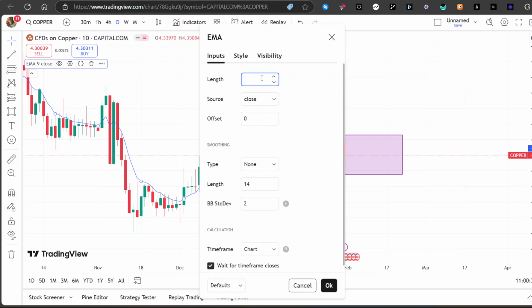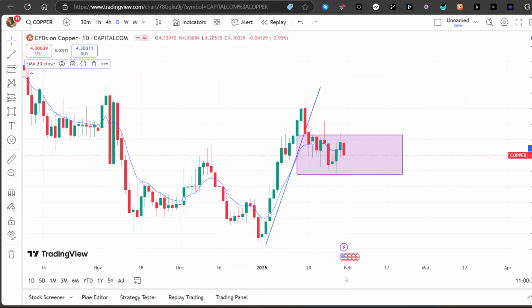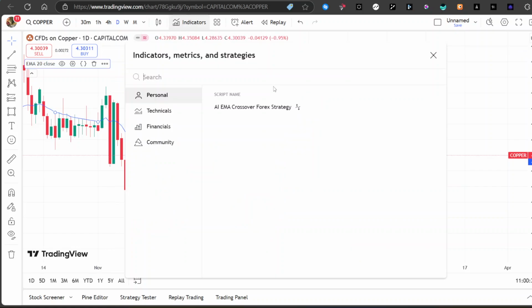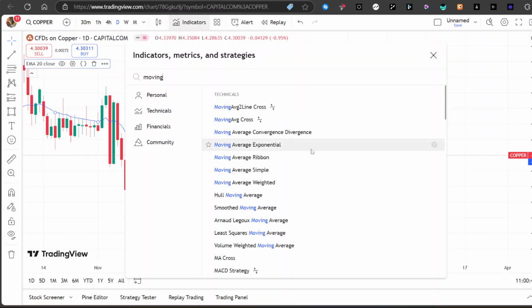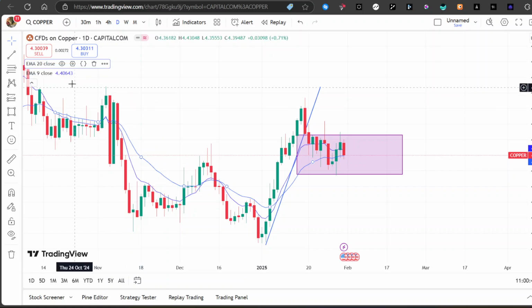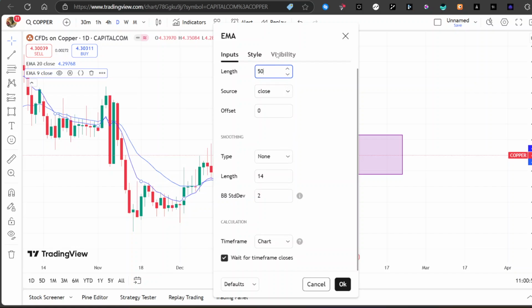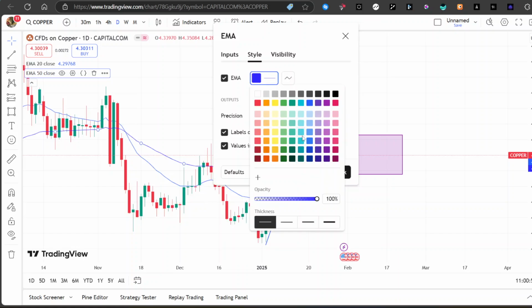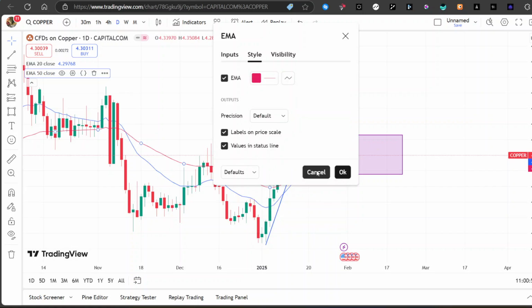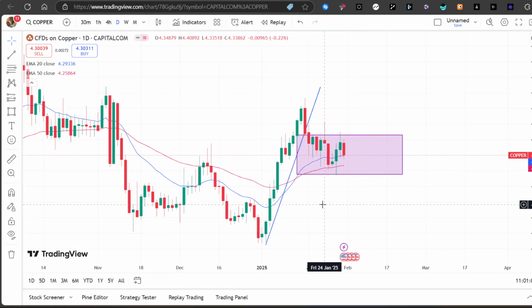Let's use the 20 and the 50 moving averages. So this is the 20 period moving average, and I'm going to add the 50 period exponential moving average as well. I'm going to come here, change the settings to 50, and change the color for easy identification. Now some traders decide to use the moving averages with the crossover strategy.